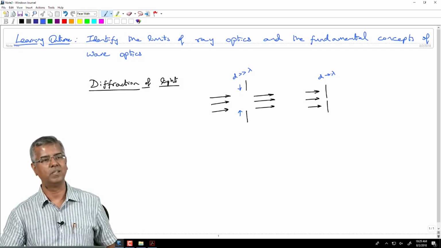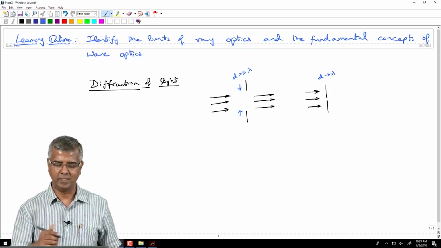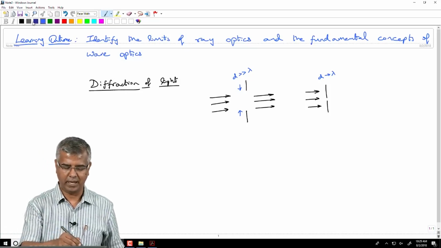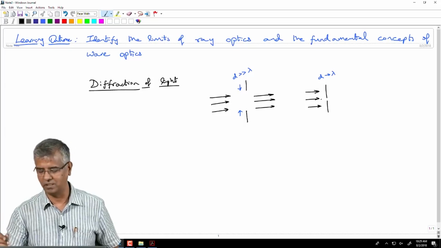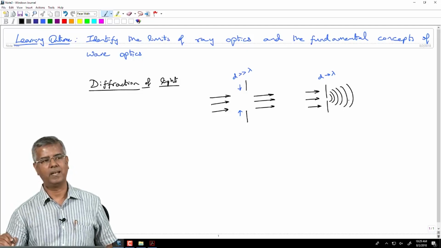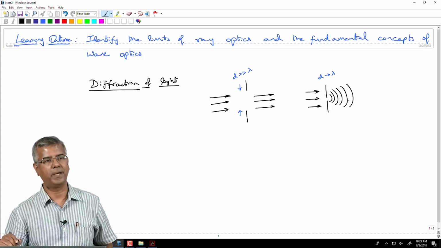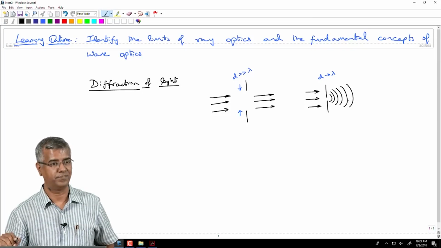We are worried about characterizing the property of light beyond that point. And this is what Huygens did much earlier, several centuries ago. He actually said that light propagates through the structure as waves.